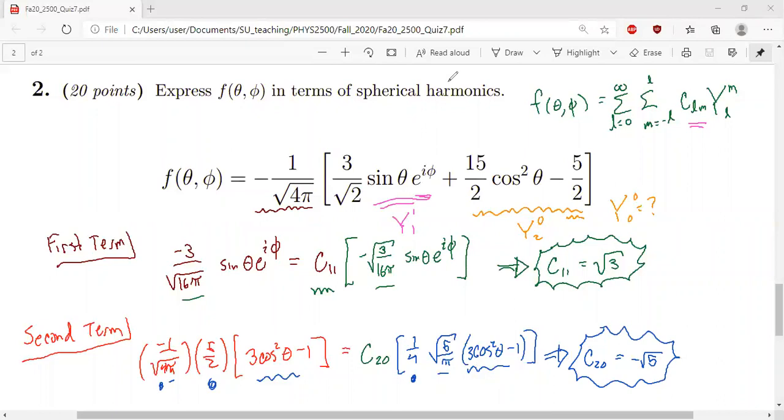And our final answer, therefore, is that f of theta and phi is equal to √3 Y11 minus √5 Y02.